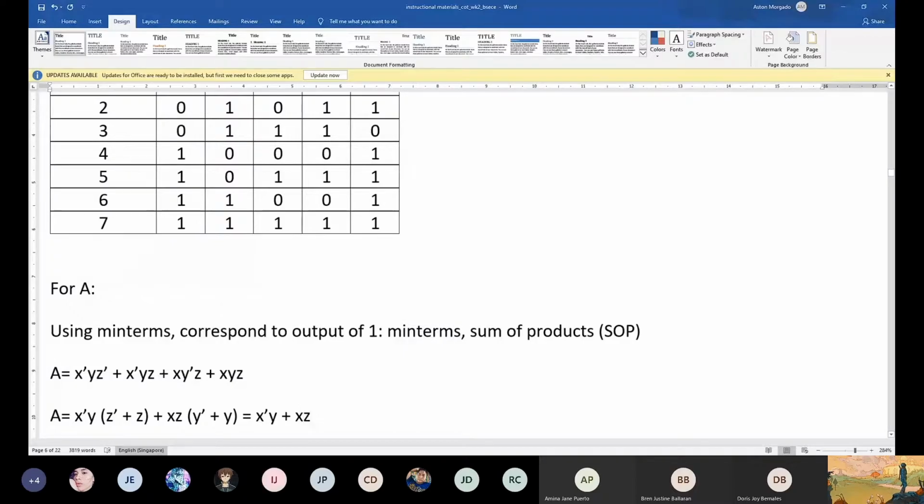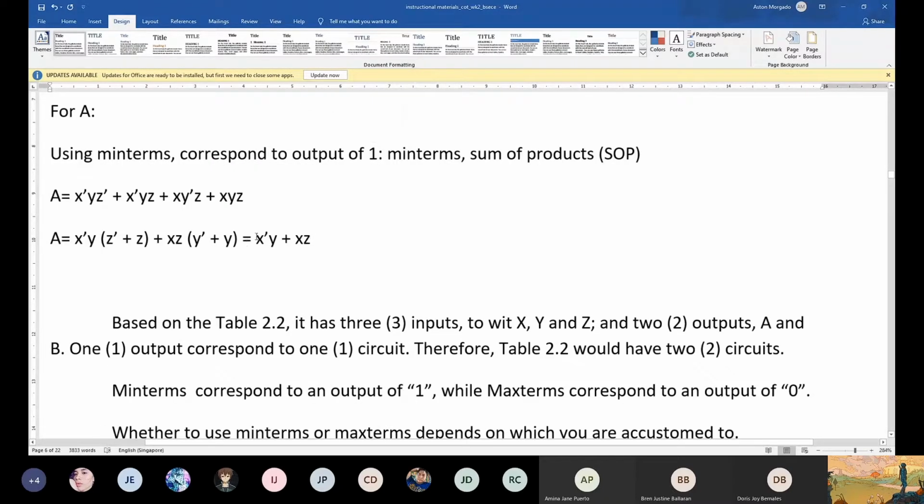Okay, so z prime plus z is 1, same as y prime plus y is 1. So we have, therefore, A is equal to x prime y plus xz. So from 12 literals, we're now down to 4 literals. From 4 terms, we're now down to 2 terms. So our equation now for A is simply equal to x prime y plus xz.